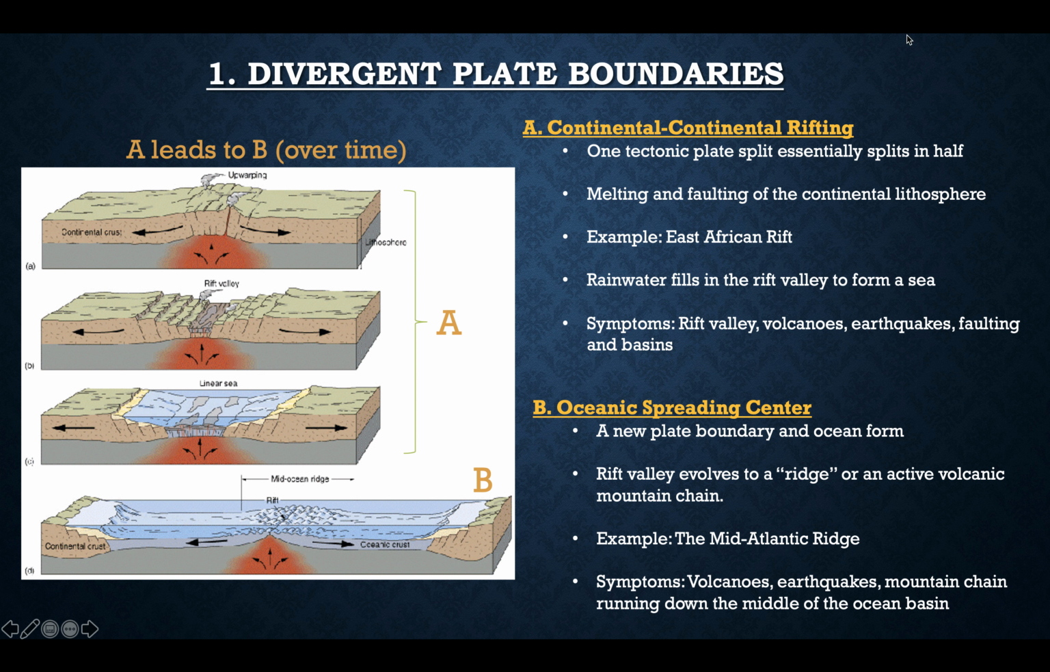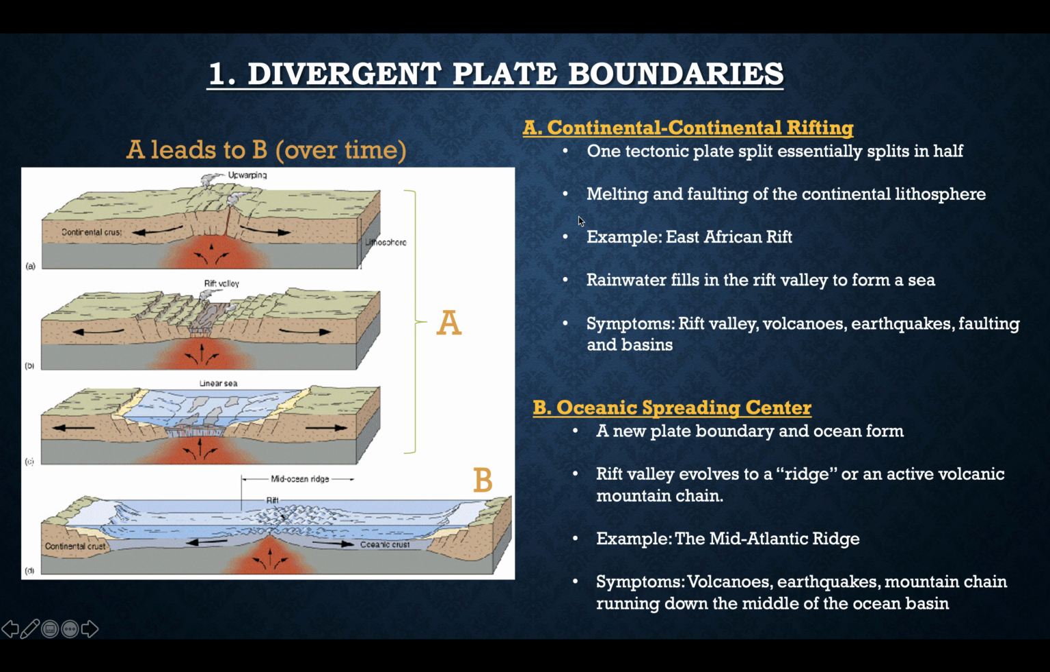So let's start with divergent plate boundaries. Divergent plate boundaries always begin as continental rifting. So think back to Pangaea, the supercontinent. It broke up 180 million years ago from a continental rifting between South America and Africa. So they eventually broke away from each other and this new plate boundary was formed. So that's how that starts. The tectonic plate basically splits itself in half. You get melting and faulting of the continental lithosphere. An example of where that's occurring today is actually the East African Rift.